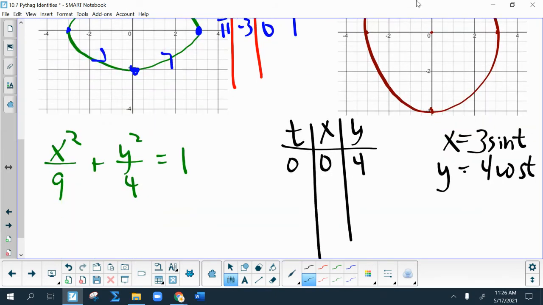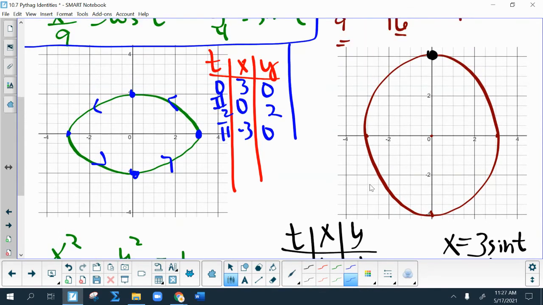Now I just need to know, am I going left or right next? Am I going clockwise or counterclockwise? So let's try pi over 2. Sine of pi over 2 is 1. 1 times 3 is positive 3. Cosine of pi over 2 is 0, so this point is then 3, 0. So my next point is at 3, 0. That means we are actually moving in the clockwise direction.